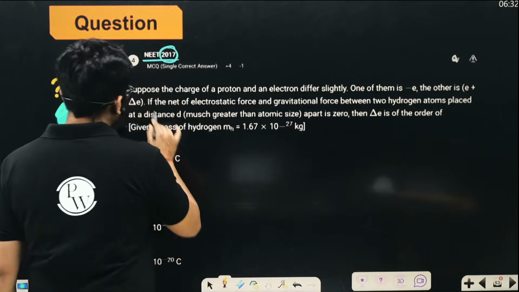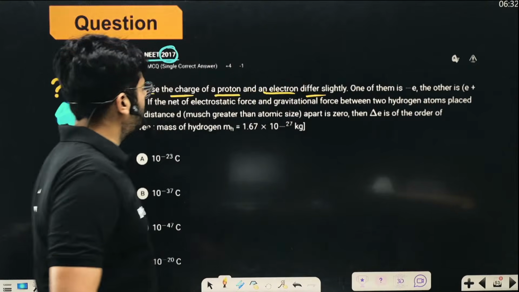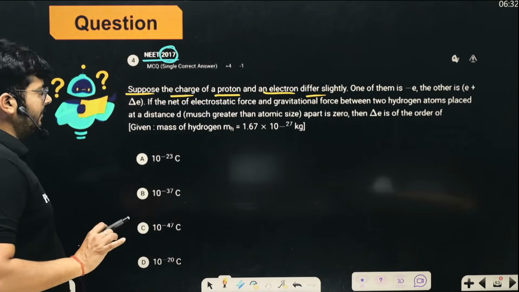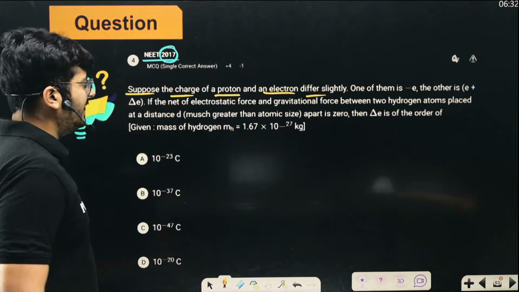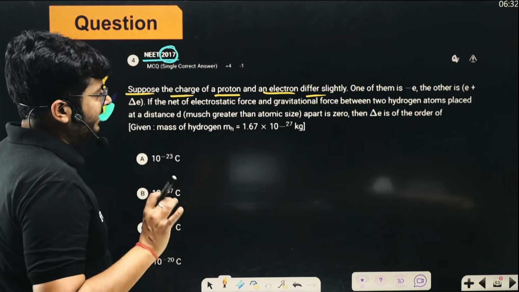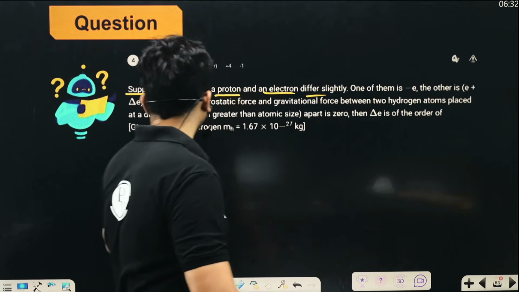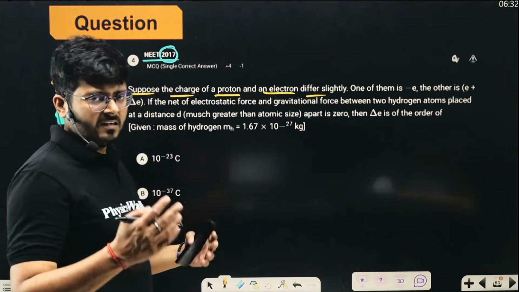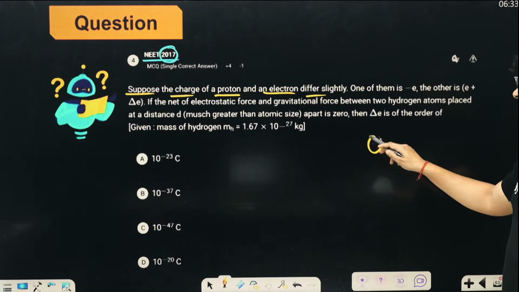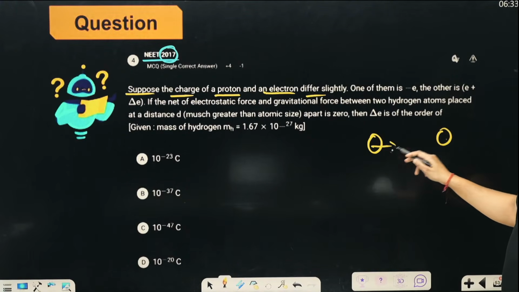The question is saying that, suppose the charges of the proton and electron differ slightly. One of them is minus e, the other is plus e. If the net electrostatic force and gravitational force between two hydrogen atoms placed a distance d apart is 0, then what will be the order of delta e? The masses are given. So they are trying to compare the gravitational force and the electrostatic force. Now you know that with two masses, whatever the amount of mass, there will be gravitational force between them, right?